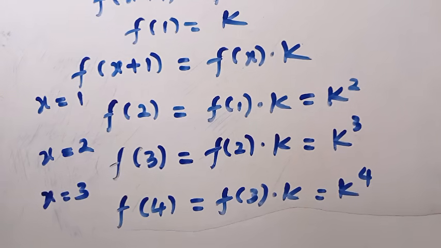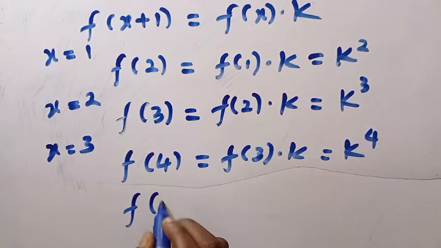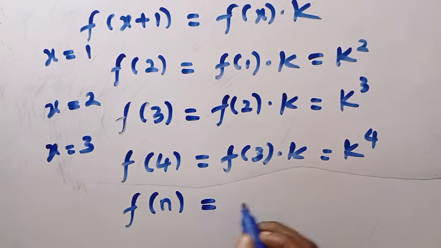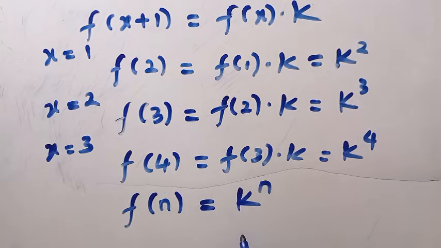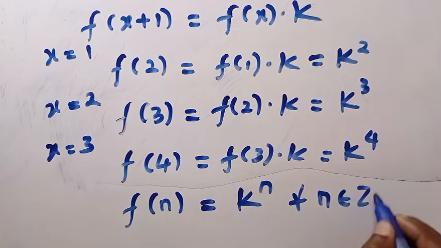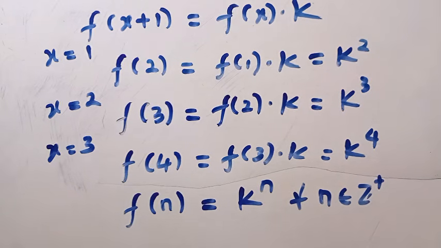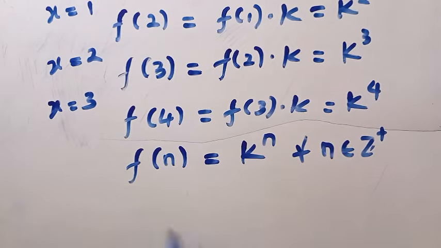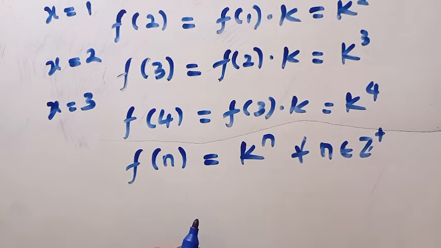As this continues, then you can make it in a general way that for every n, we are going to have f of n equals k raised to the power of n, and for all n a member of positive integers. Okay, so therefore, since we have f of n equals k raised to power n, we stop here.